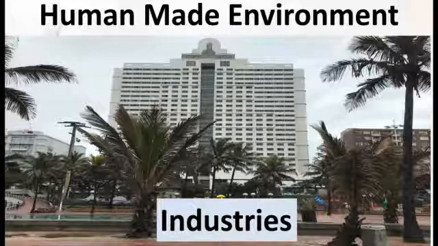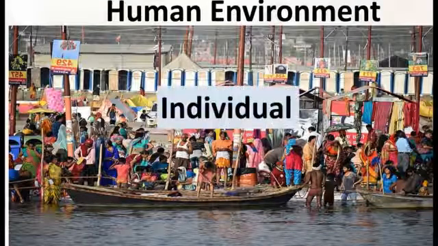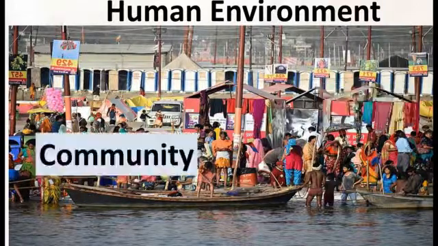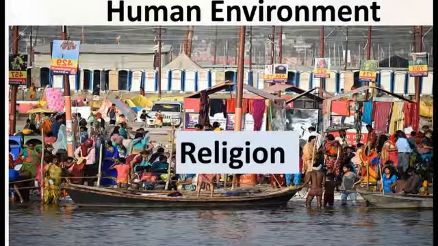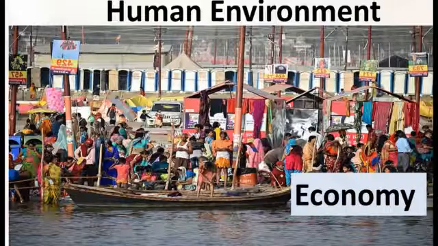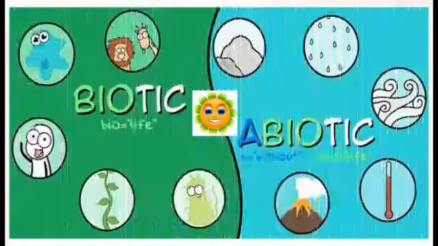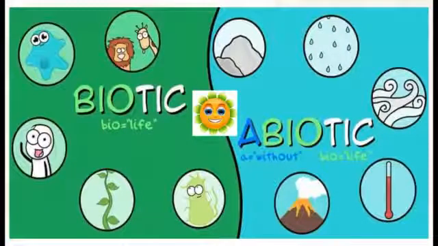Now we'll talk about the next component of the environment, which is human. It includes an individual, that means yourself, your family, your community, your religion, your education, your economic and political situation. There are two factors of natural environment, biotic and abiotic. Now what is biotic and abiotic?